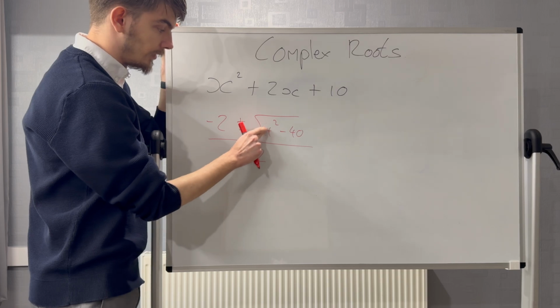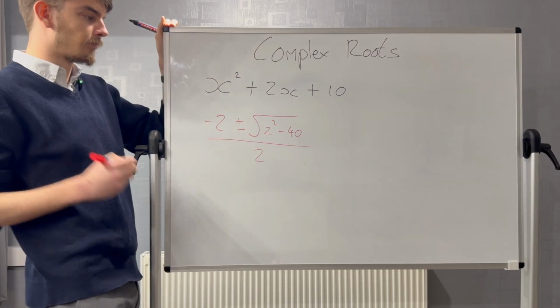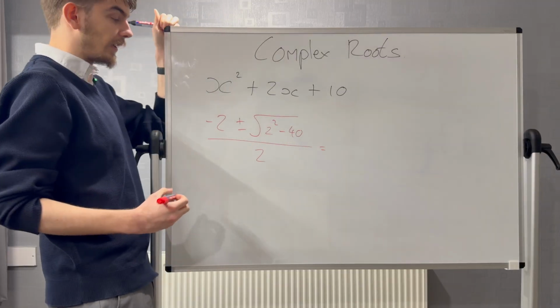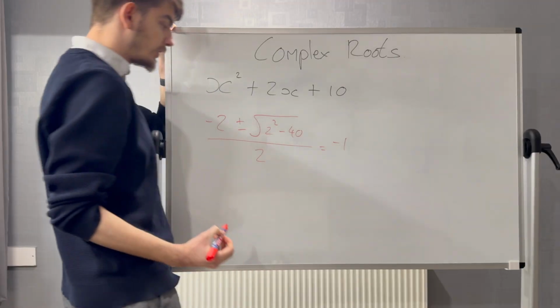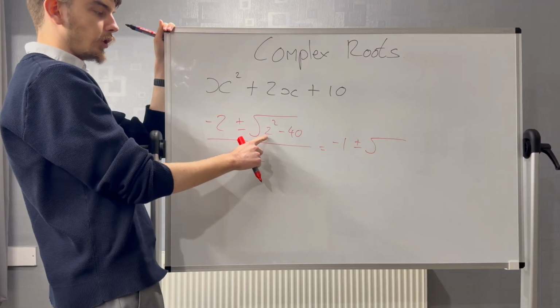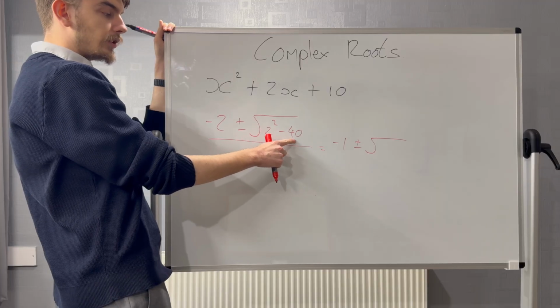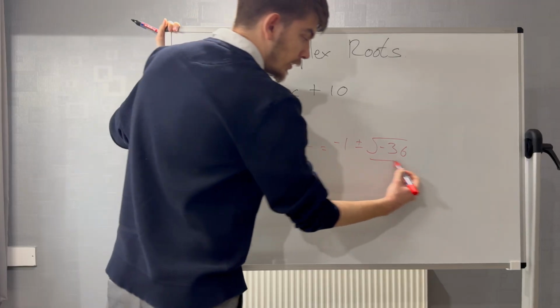And I've already made an error in there, but that's fine. That should be a 2 squared. There we go. So you'll notice this simplifies down quite nicely. My 2 cancels here with my minus 2. So I get minus 1 plus or minus the square root of 4 minus 40, which is minus 36, divided by 2.